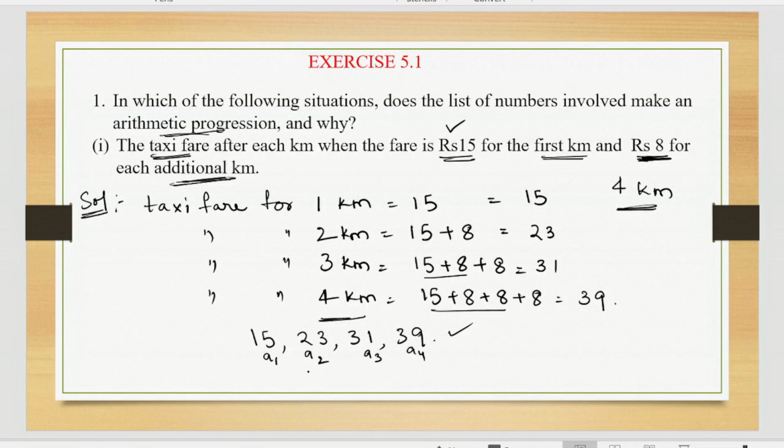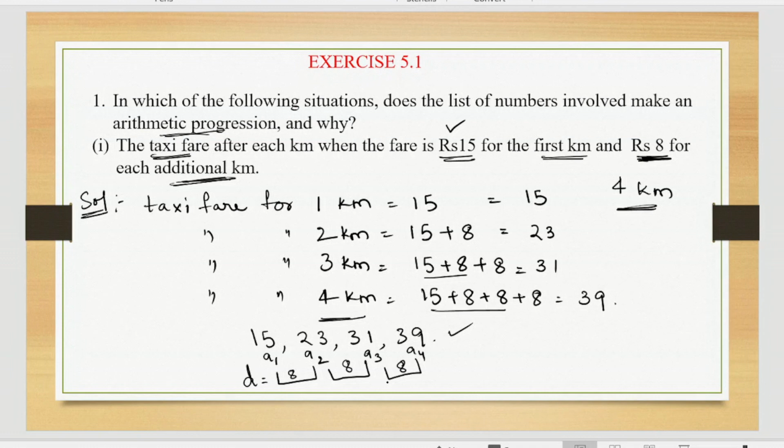So what is the common difference between A2 and A1? It is 8, right? 23 minus 15 is 8. And what is the common difference between A3 and A2? That is A3 minus A2, which is also 8. 31 minus 23 is 8. And what is the common difference between A4 and A3? It is A4 minus A3, which is also 8. Right? 39 minus 31. So we can see that the common difference is 8.